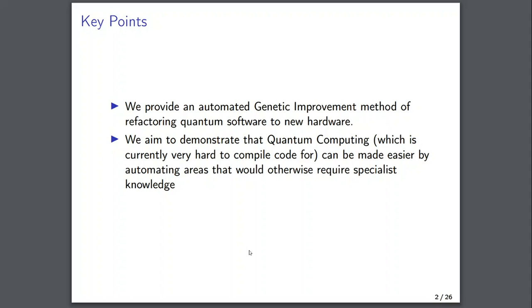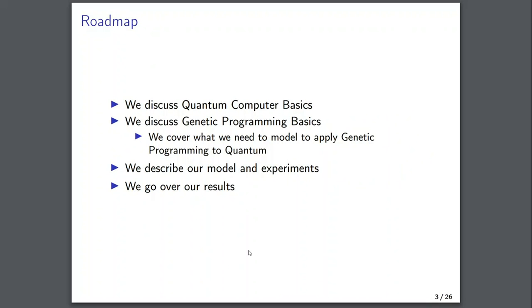And the reason we want to show you that this is useful is that we're taking quantum computing, which is a very hard field to develop code efficiently for, and we're trying to make it easier by automating areas that would require specialist knowledge so that they no longer require that specialist knowledge. So we're going to discuss some quantum computing, we're going to discuss the key points of genetic improvement in genetic programming and why we made certain decisions about our model. Then we'll talk about our model and our experiments, and then we'll go over some results.